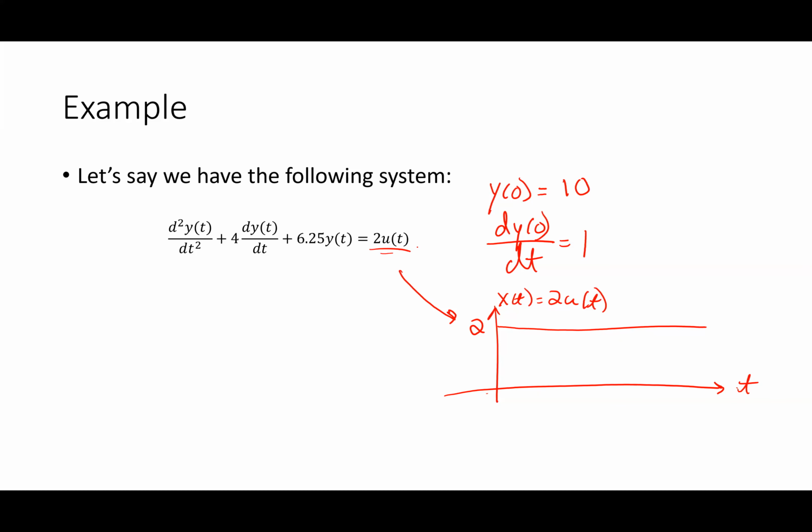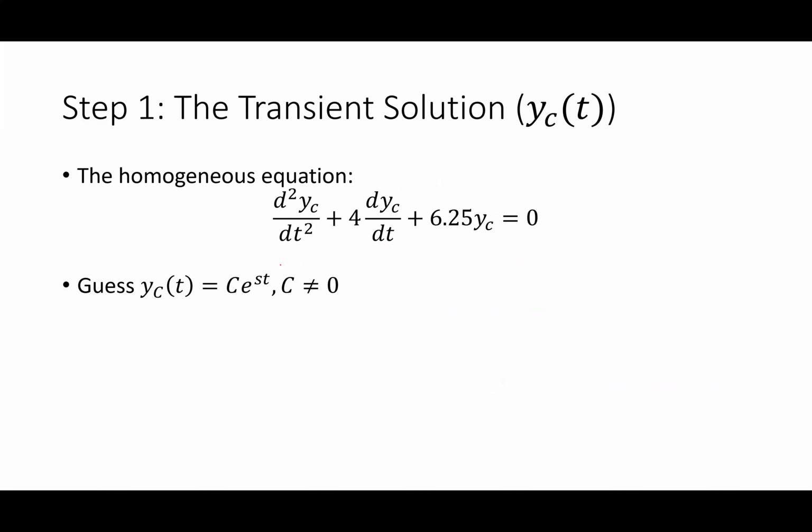Now, how do I solve this? Go get my transient solution. Before I jump into the transient solution, what do I have to do to the original equation here to get my transient solution? Set it to 0, right? So I get that. This is what I call my homogeneous equation. Set it equal to 0.